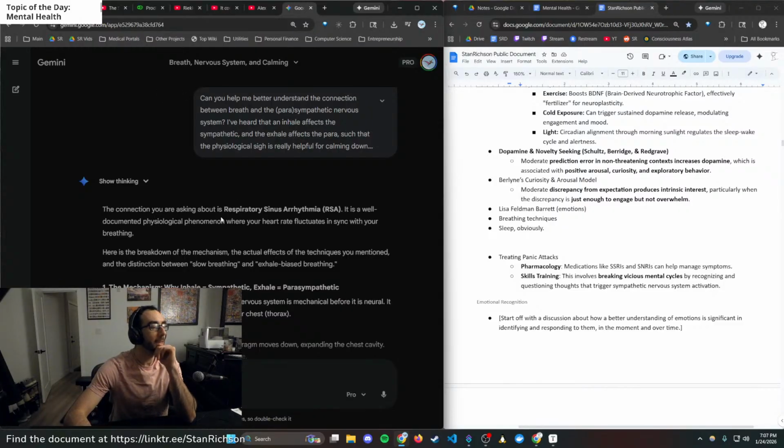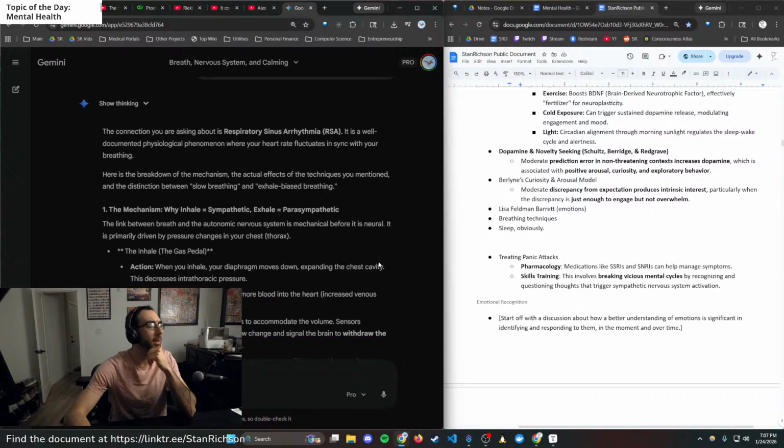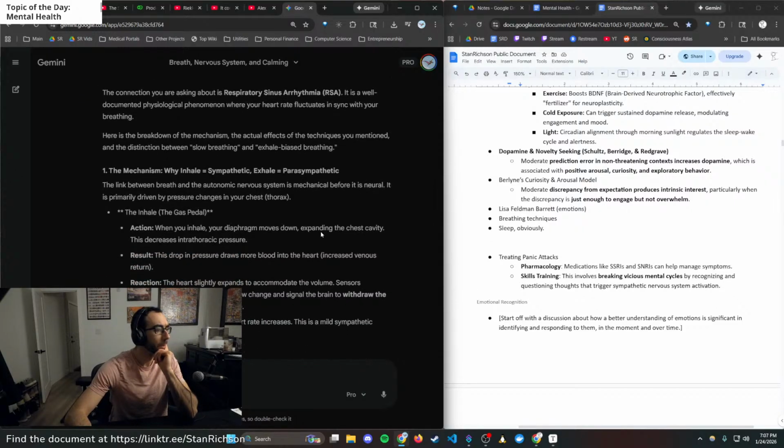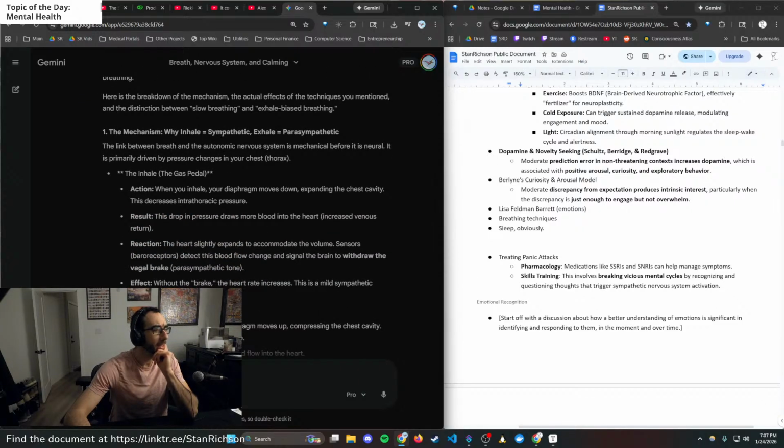The connection you're asking about is respiratory sinus arrhythmia. It is a well-documented physiological phenomenon where your heart rate fluctuates in sync with your breathing. Here is a breakdown of the mechanism, the actual effects of the techniques you mentioned, and the distinction between slow breathing and exhale-biased breathing. The mechanism: why inhale equals sympathetic, exhale equals parasympathetic.